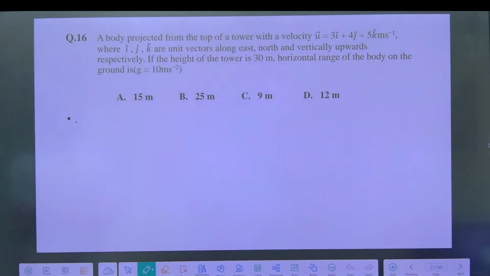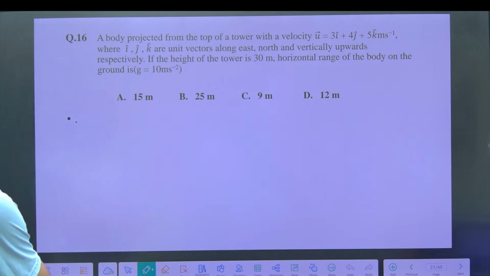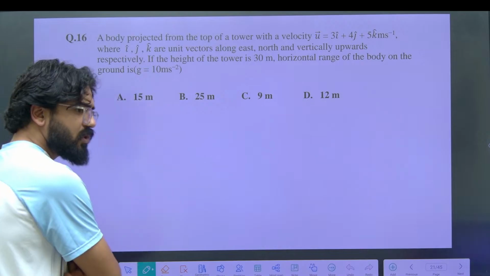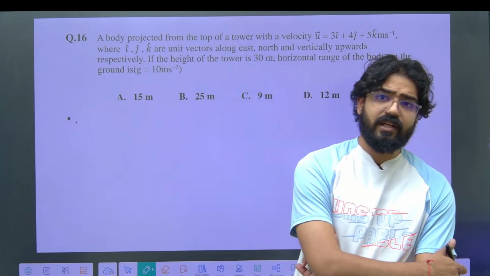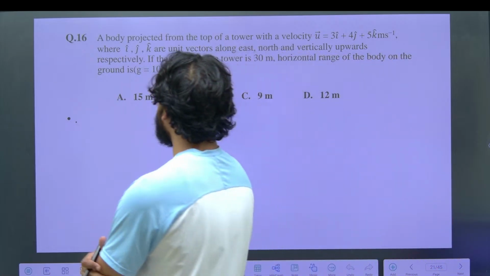Question number 16. A body is projected from the top of a tower with velocity, where i is east, j is north, and k is vertically upwards. If the height of the tower is 30, then the horizontal range will be, okay. So this is clearly a question in 3D. Okay, let's visualize it, then only we will be able to do it.